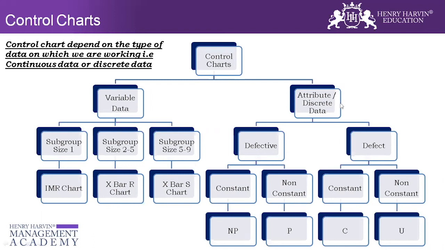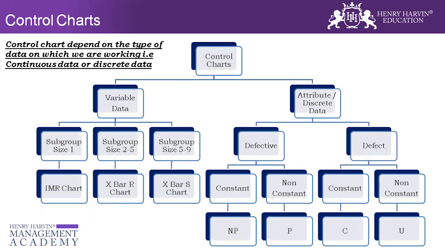On the discrete data side of the world, we use different control charts. That depends on whether the data I have is defective or defect. If it's defective, then there are two variants: constant or non-constant. If it is constant, then I use an NP chart. If it's non-constant, I will use a P chart. Similarly, on the defect side of the world, when I have a constant data size, a constant volume which is being tracked, then I use a C chart. And when I have non-constant under defect, I will use a U chart.